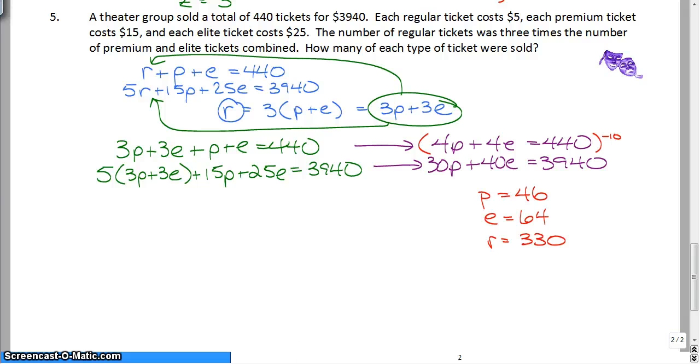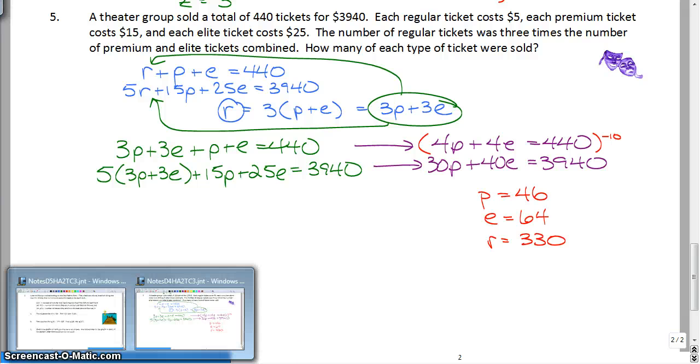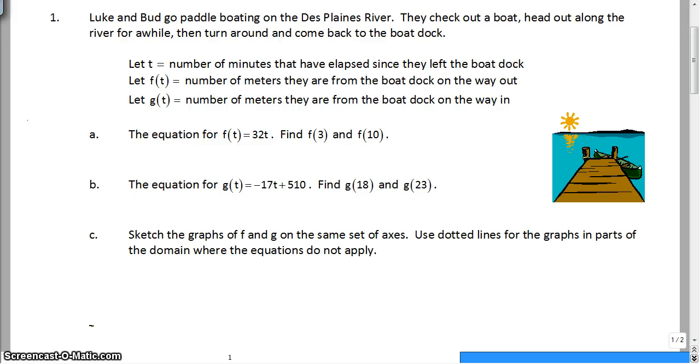What we're going to do is we're going to continue this lesson with the day 5 notes, and we're going to do some big word problems right now. So this one is Luke and Bud go paddle boating on the Des Plaines River. They check out a boat and head out along the river for a while, and then they turn around and come back to the boat dock. So we have 2 things.